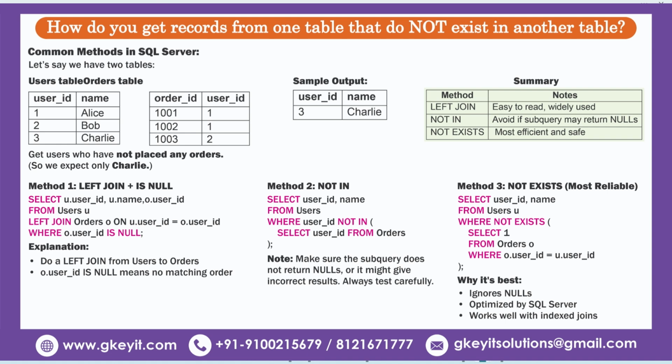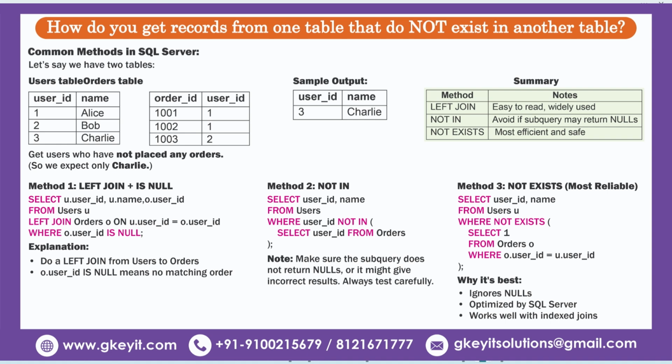Let's say we have two tables. One is the users table with user ID and name. User IDs are 1, 2, 3 and names are Alice, Bob and Charlie. And the orders table has order ID and user ID. Orders are 1001, 1002, 1003 and user IDs are 1, 1 and 2. Here Charlie, with user ID 3, doesn't place any order in the orders table.